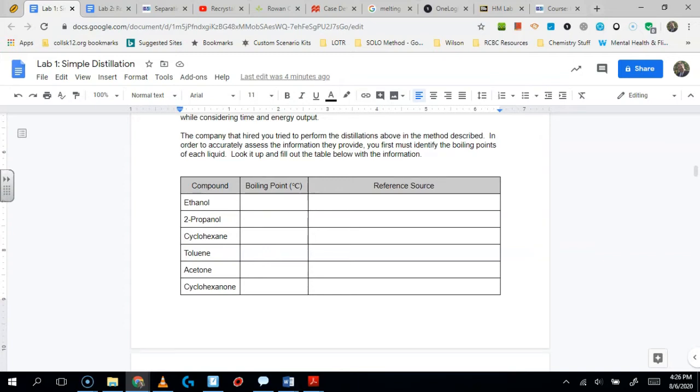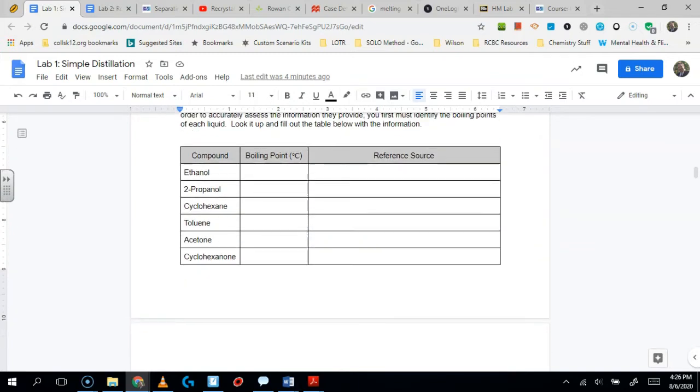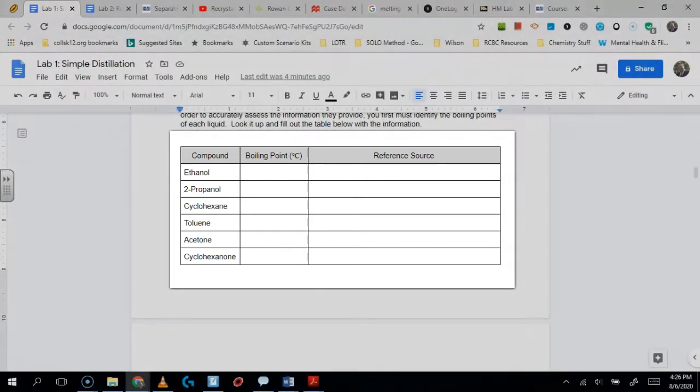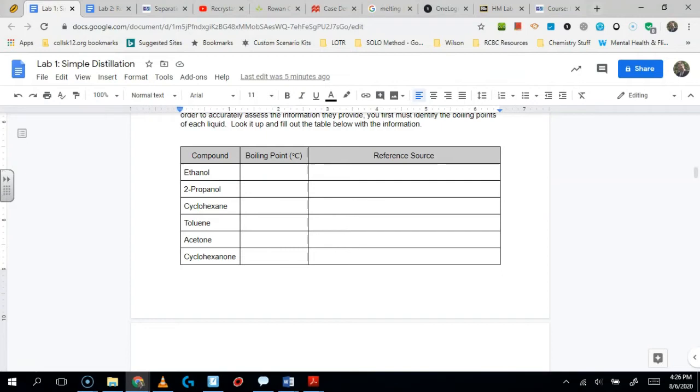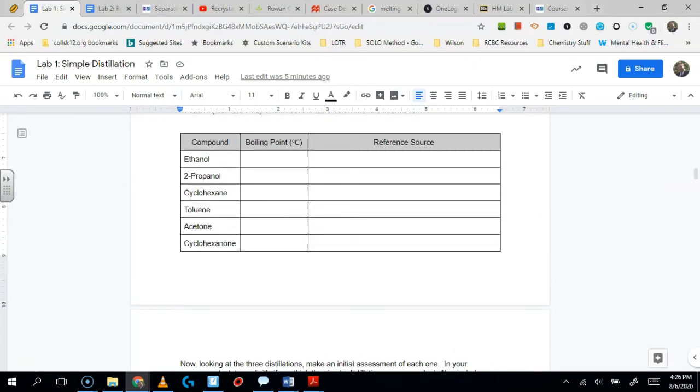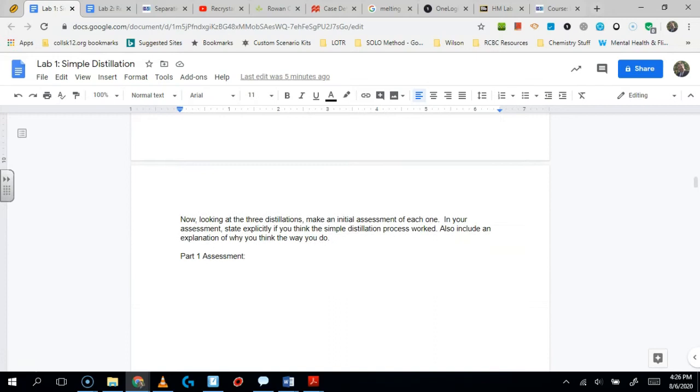The first thing you need to know, because distillation separates compounds based on boiling point, is that you're going to have to look up the boiling points of the 6 compounds that the company was using. Ethanol and propanol is the first experiment, cyclohexane and toluene is the second, and acetone and cyclohexanone is the third. You're going to look up all 6 boiling points, and then I need a reference for where you found each of those boiling points so that I know that they're official.